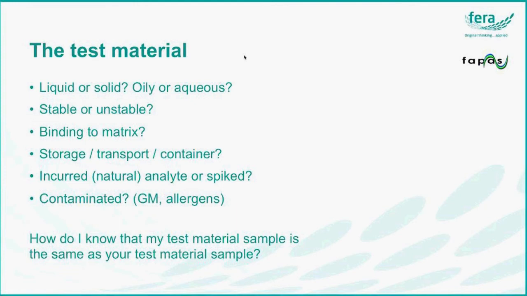Are there physical chemical parameters related to that material? How are we going to store it or transport it? What kind of containers should we use? Metals, for example, we need to avoid glass containers because they would contaminate the sample. Are we looking at incurred or natural analytes, or do we have to spike in the analytes artificially? What about test materials that are unintentionally contaminated, for example, with genetically modified organisms or allergens? These are questions that the PT provider needs to address.